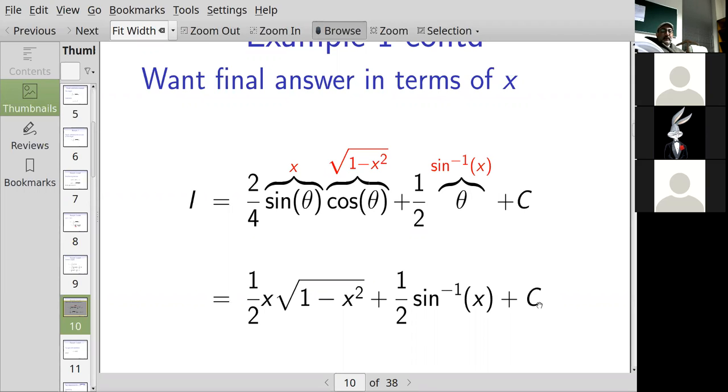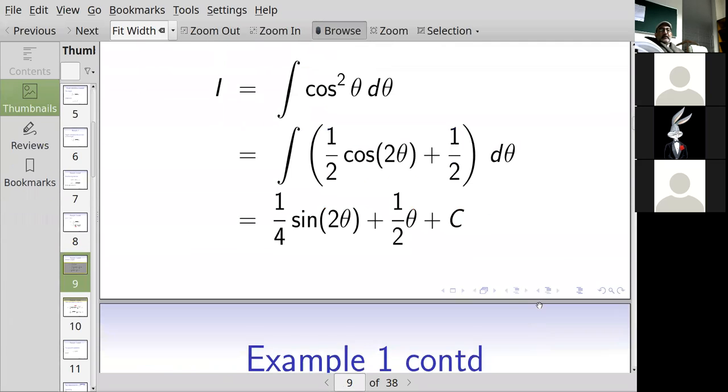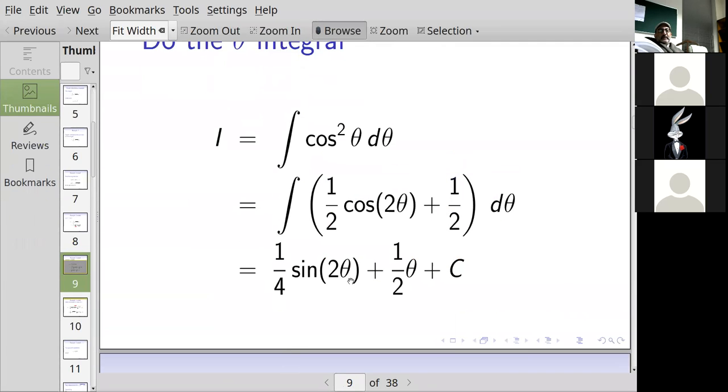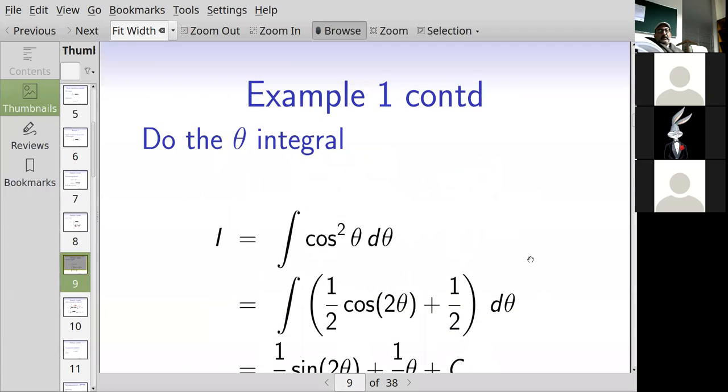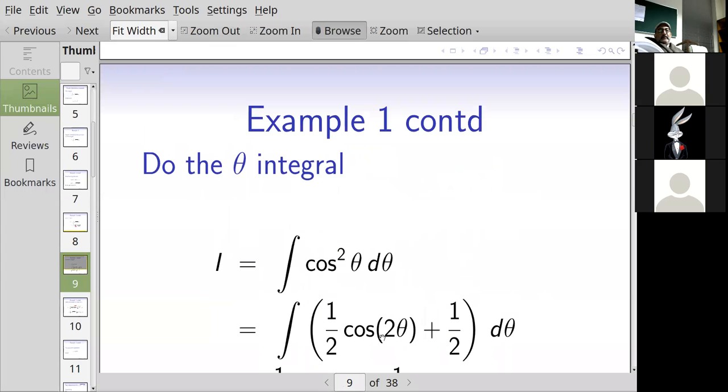Sir, can you please explain this from the previous step? I could not understand it from there. Okay, so I had... Sir, above this one, you have 1/2 cos 2 theta. How did you write that thing into this thing? Oh, here. Okay.